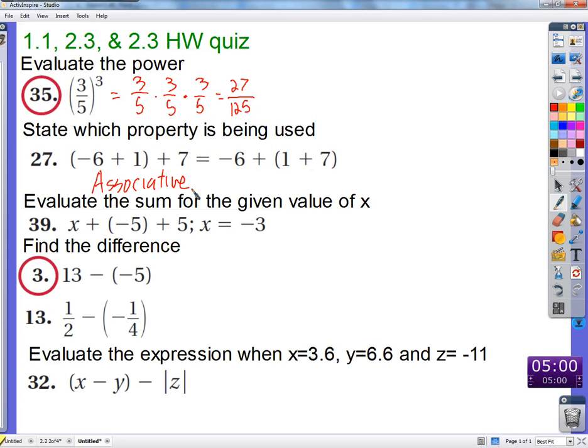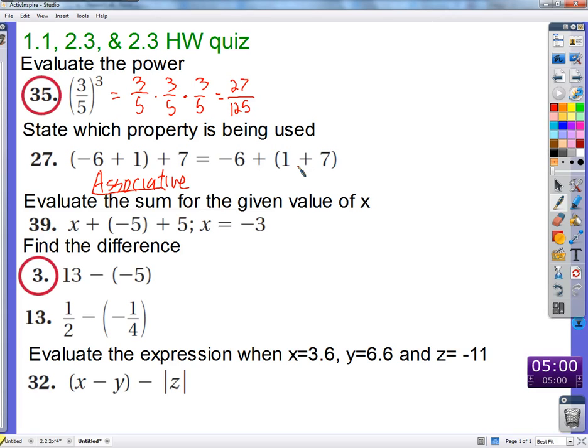The way that I remember it is that the root word is associate. And to associate just means to work together, right? Or to communicate to each other. So like -6 and 1 are communicating with each other, and then 7 comes in afterwards. That would be the same as 1 and 7 communicating, finding the sum of those 2, and then -6 coming in after that. It depends on who's associating with each other first. So either way, it doesn't matter.